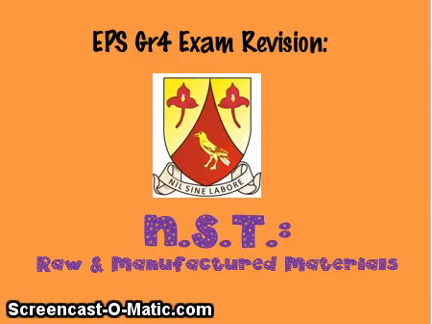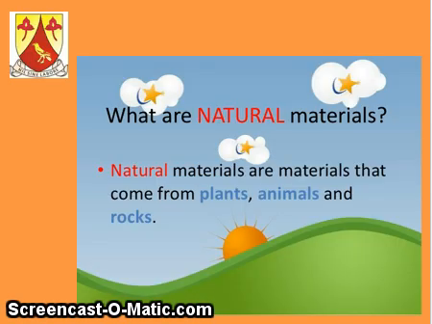Right, time for some N.S.T, and we're looking at raw and manufactured materials. Now we need to know the difference. Natural materials, you know them as raw materials, it means the same thing. So natural or raw materials are materials that come from plants, from animals, from rocks. They come directly from nature. Okay, they're found in nature just as is.